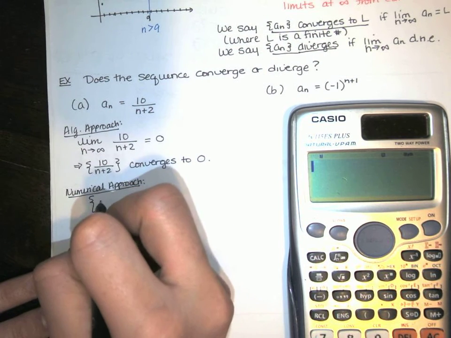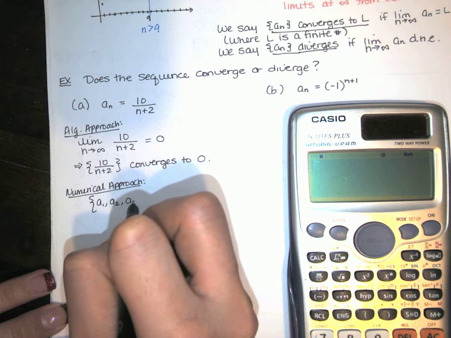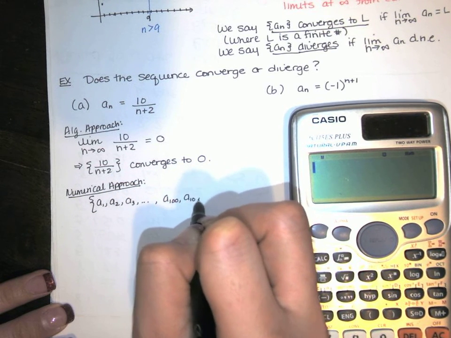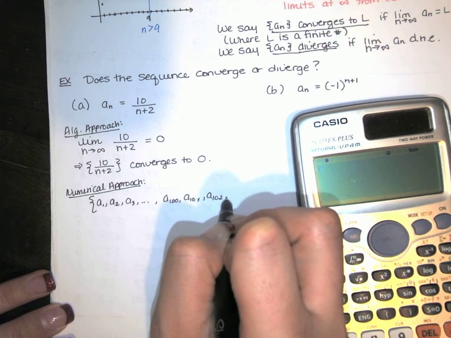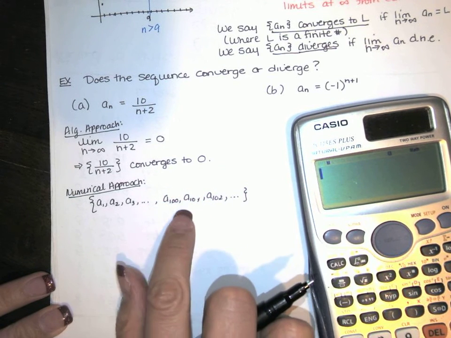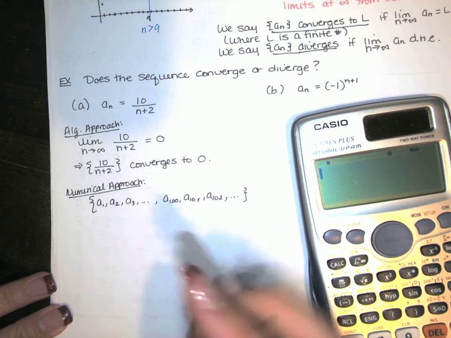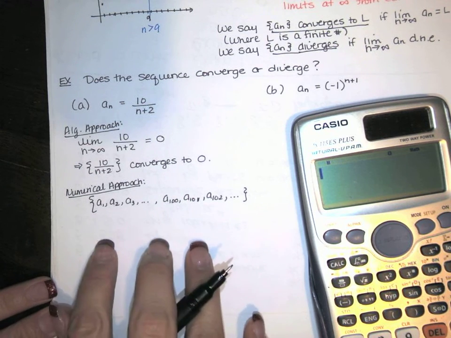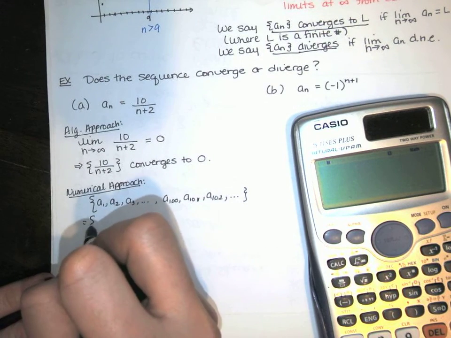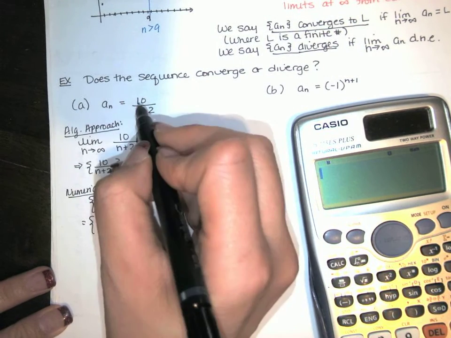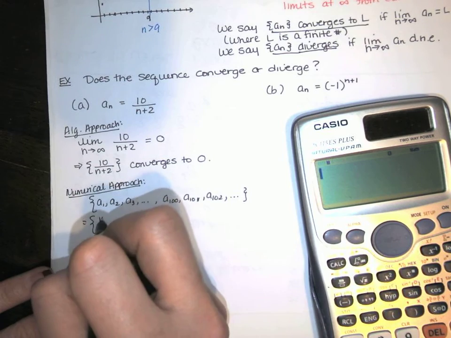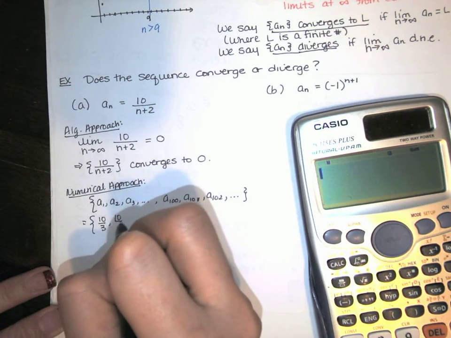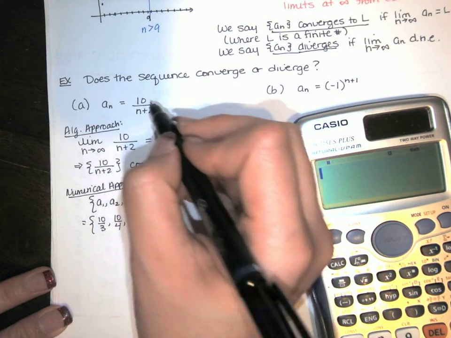So let's find a sub 1, a sub 2, a sub 3, and then maybe a sub 100, a sub 101, a sub 102. I like to do some calculations of terms for large n because I think it tells me what the trends are. It tells me how this function tends to behave. So I'm replacing n with a 1. So I have 10 over 1 plus 2, so that's 10 over 3. Replacing n with a 2, 10 over 4. We could simplify that, of course. Replacing n with a 3, 10 over 5.